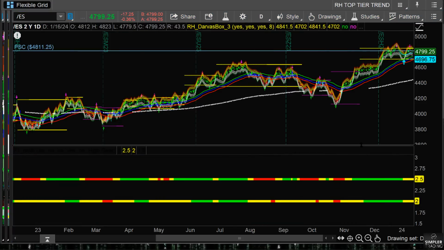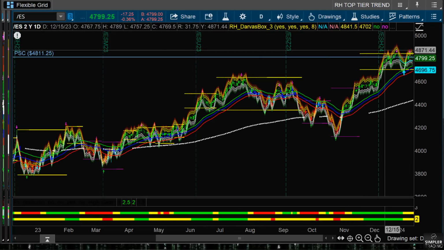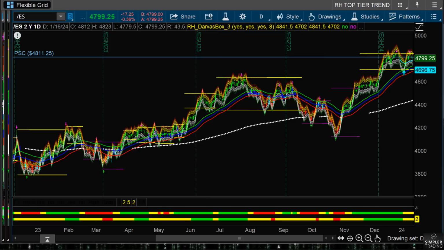So let's just look at momentum and trend. Two simple colors sitting at the bottom of my screen. When it's red, it's bearish. When it's yellow, it's neutral. When it's green, it's bullish.